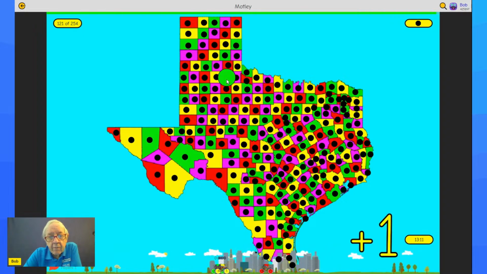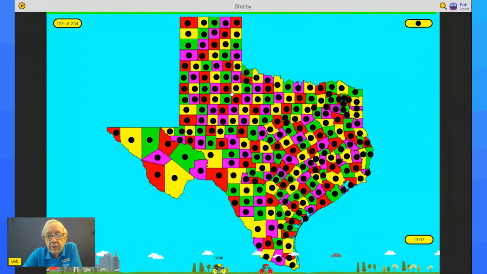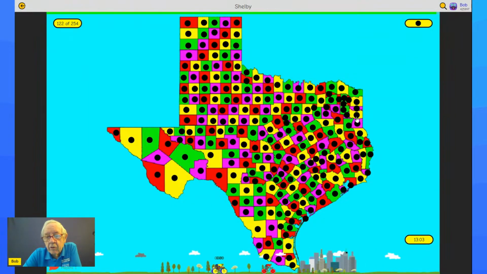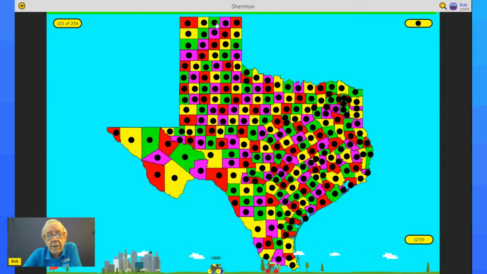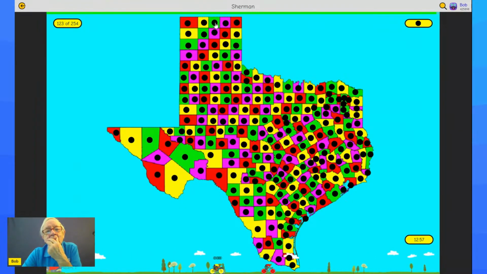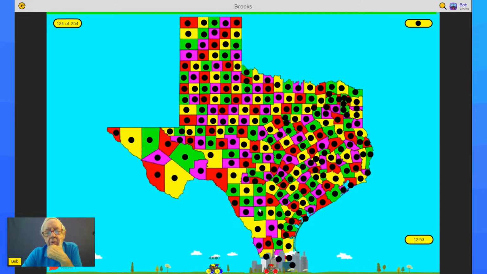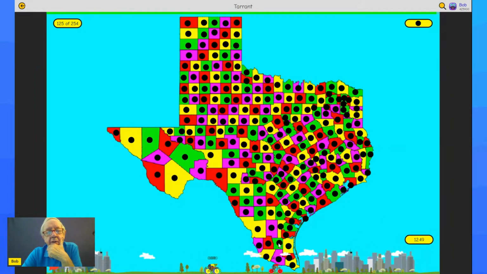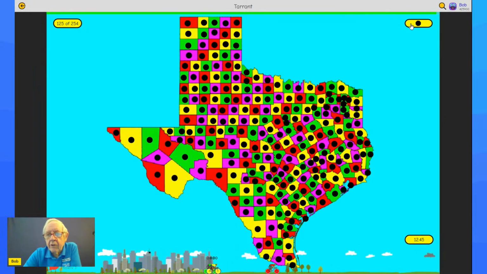Motley, right above Dickens. Shelby. One of these is Shelby, one is Panola. I think this is Shelby. I got it correct. Sherman is this one. Brooks, got it correct. Tarrant, okay, 125. Let's just check my score. I'm going to start over.